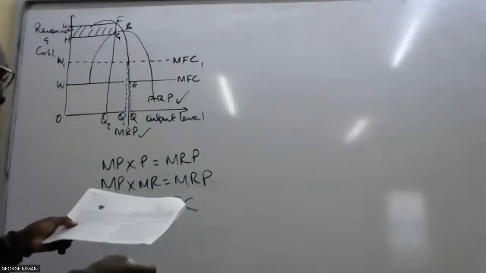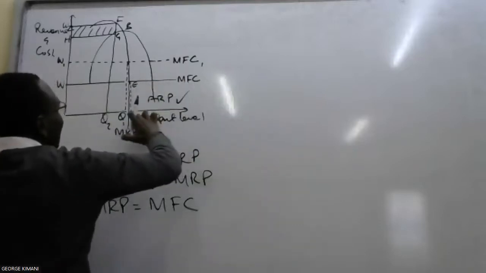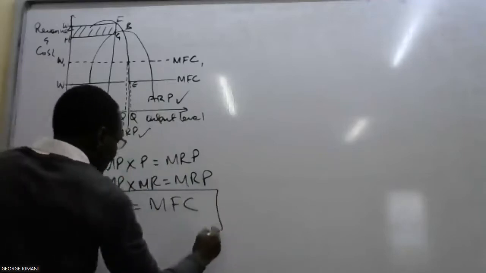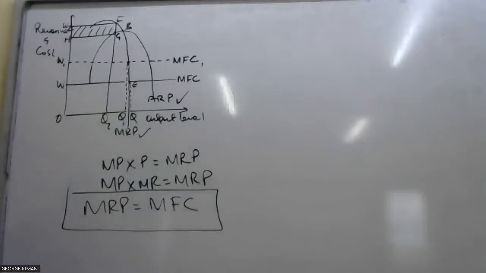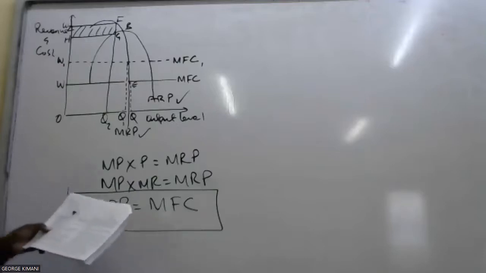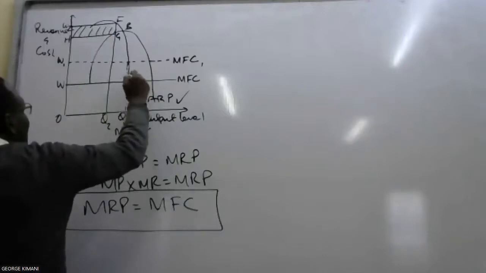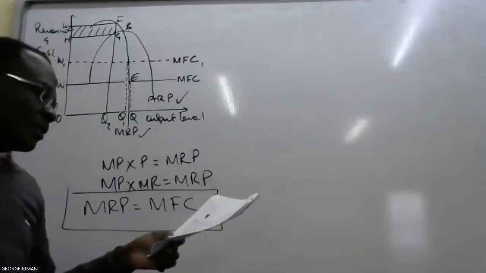So at the point of intersection, the slope of MFC will be greater than that of MRP. If you assume the prevailing wage rate is W, as determined by the market, and it is constant, the entrepreneur will continue employing additional labor up to OQ. So when the wage rate is W on this line, they'll employ up to OQ. Why OQ? Because that's where the marginal fixed cost is equal to marginal revenue product. So they'll employ OQ units of labor, determined by the point of intersection of MRP and MFC, which is point E.